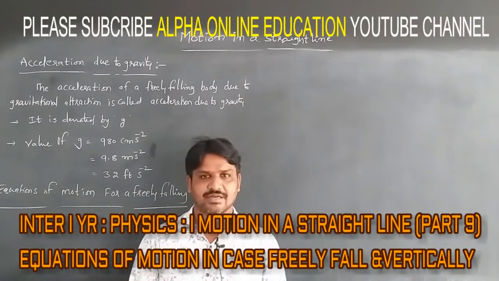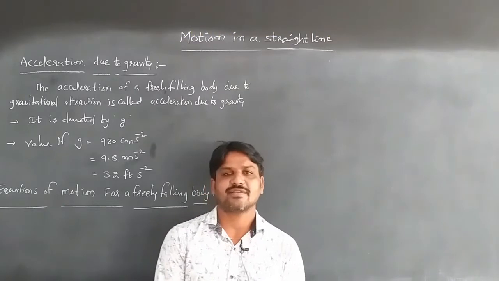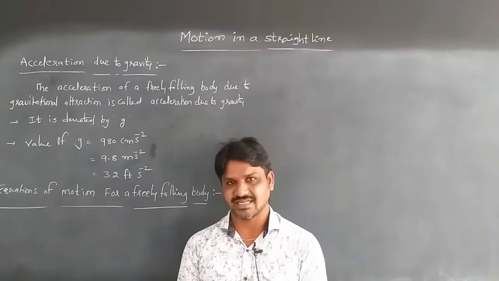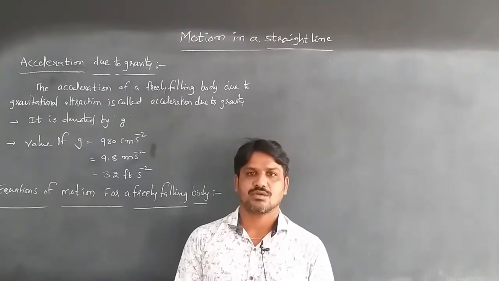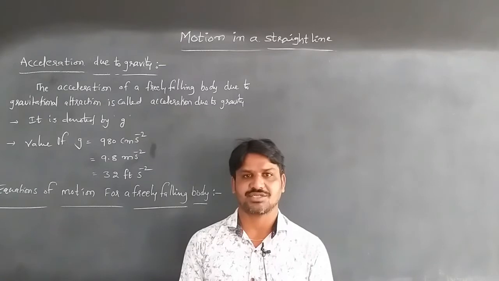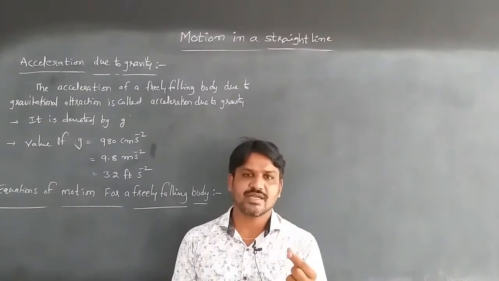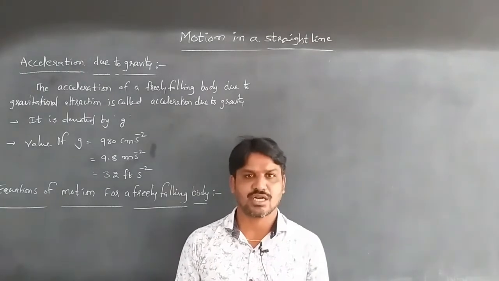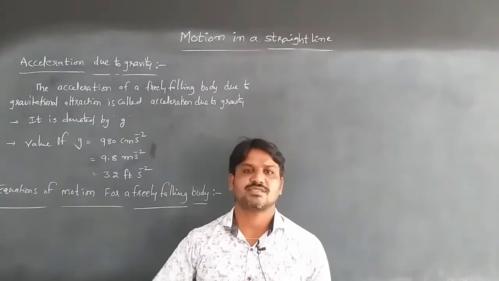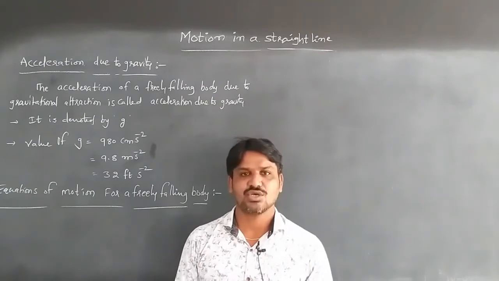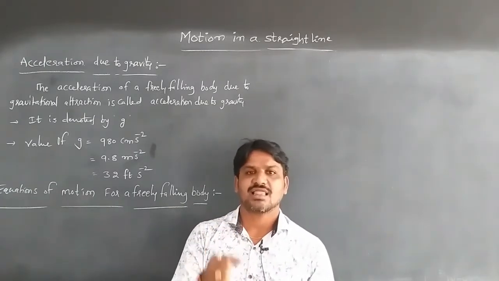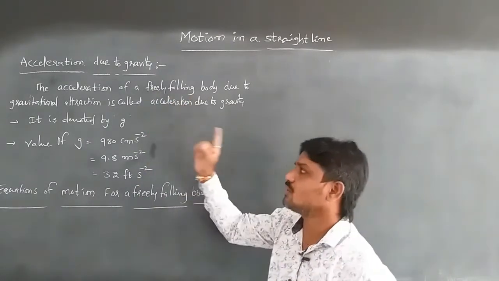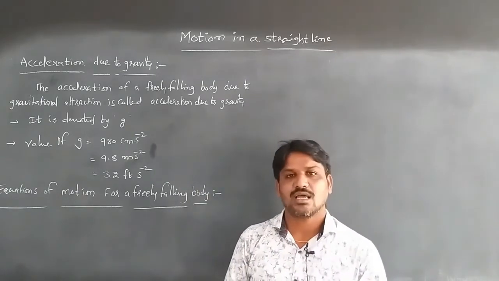Acceleration due to gravity. Acceleration due to gravity means when a body is falling freely from a certain height due to the gravitational attraction, that body increases its velocity from the starting point until it reaches the ground. The change in velocity is acceleration. The acceleration of a freely falling body due to gravitational attraction is called acceleration due to gravity.